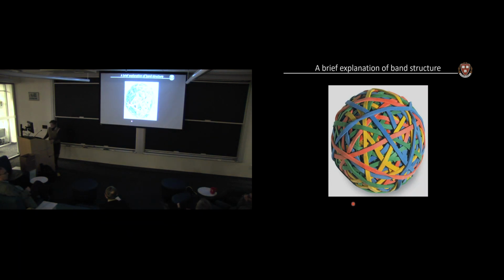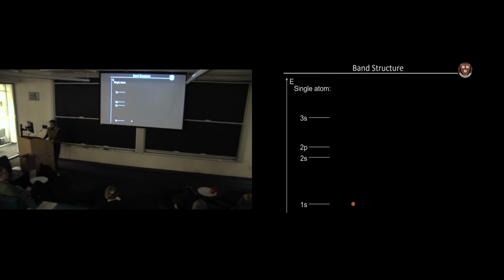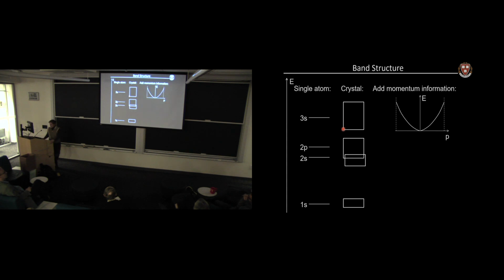So what is band structure? A single atom has quantized energy levels. And if you put a bunch of atoms together, you can no longer have all of your electrons living in a single energy level because of the Pauli exclusion principle. So all of those 10^23 electrons spread into an energy band. And you can plot those energies as a function of momentum. This is called the band structure. It's the dispersion relation of the electrons.